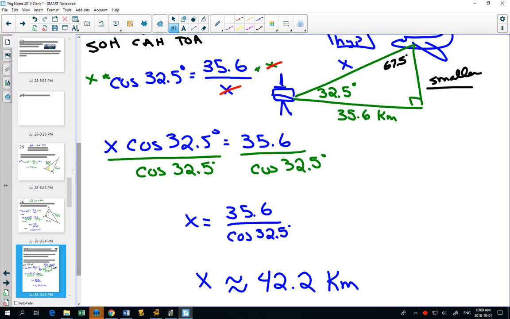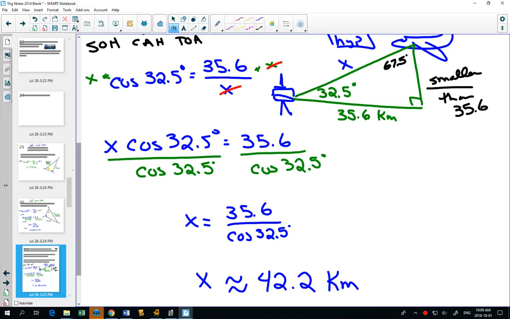And why do you think it's going to be smaller? Because of the way I drew my triangle? I'm going to give you a warning. Sometimes I do not draw my triangles to scale. I just draw a triangle. So it could be that this is just poorly drawn. How do we know it should be smaller than 35.6? What do you think?